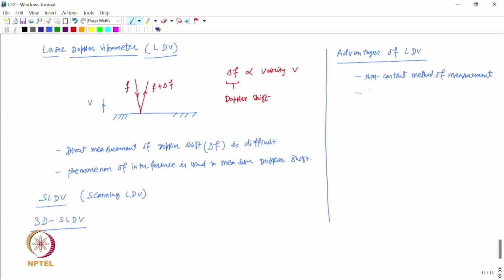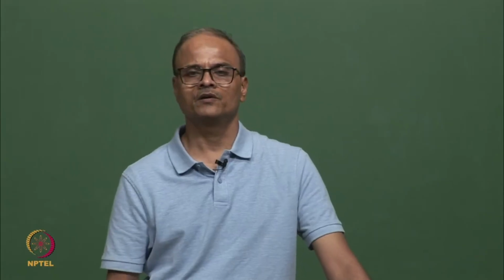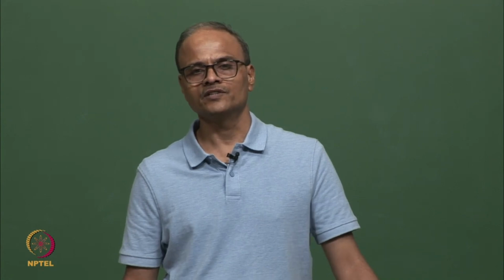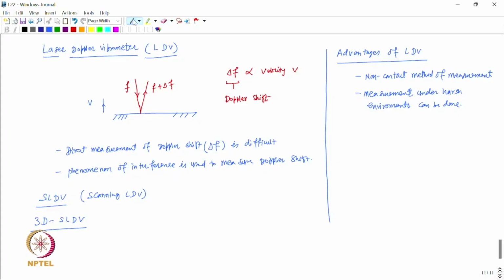Another advantage is that measurement under harsh environments can be done. For example, if the temperature of the surface is high, then it would be difficult to use an accelerometer. But with this method, because there is no contact, the temperature of the surface does not cause any serious challenges.